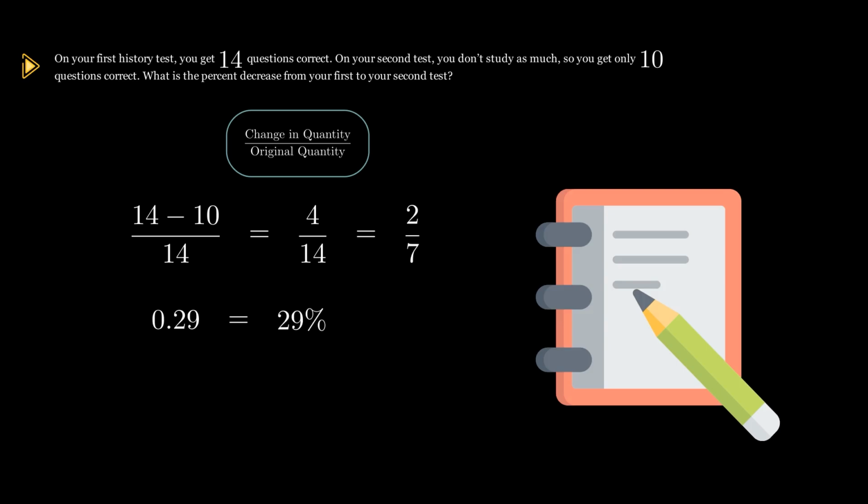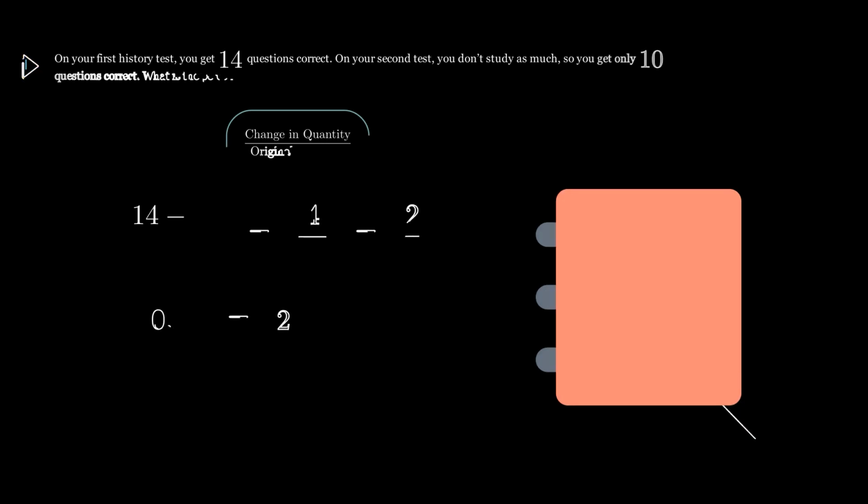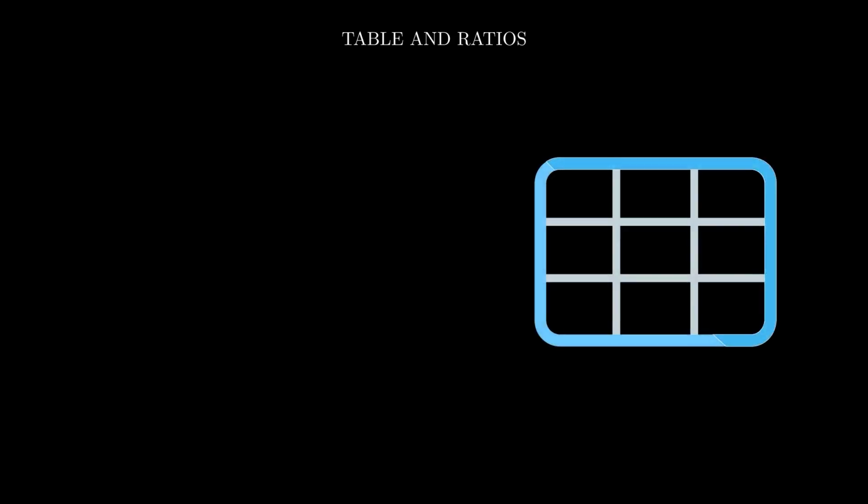Now that we have explored the importance of calculating the percent rate of change, let's shift our focus to another crucial concept, tables and ratios. Tables and ratios are powerful tools for organizing the data. They help us present information clearly and make comparisons easier. So we can also use tables to compare ratios and proportions.